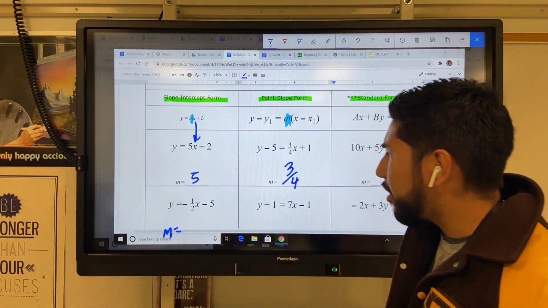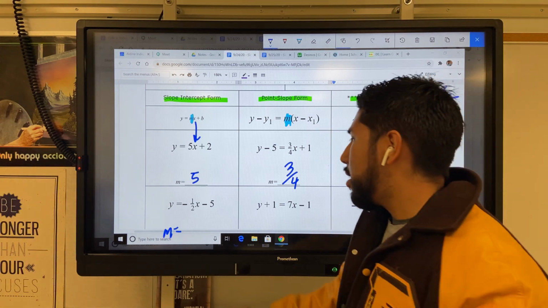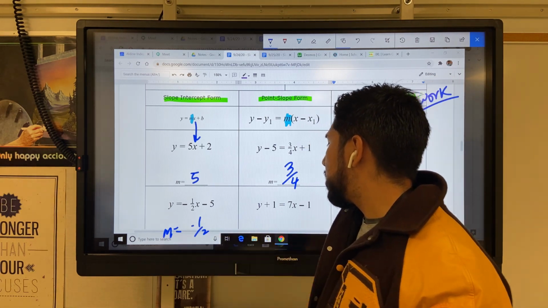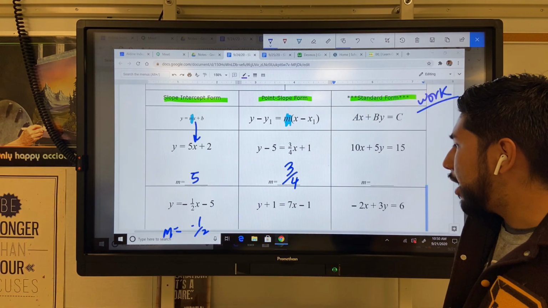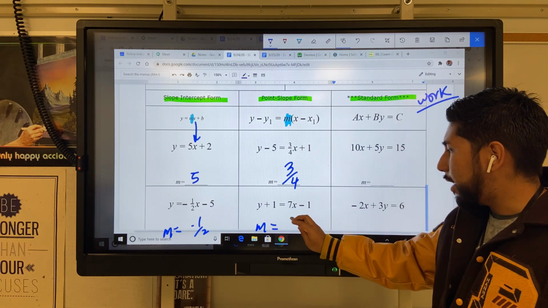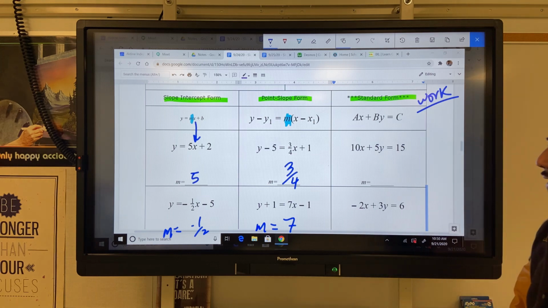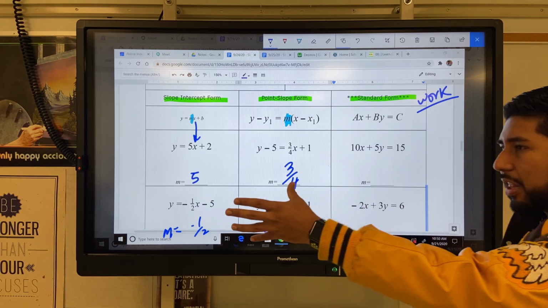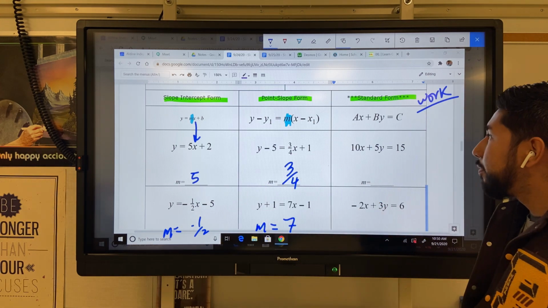Real quick, let's do these two down here. What's my slope in front of the x? Negative 1/2. Good stuff. Next one, what's in front of my x that gives me my m? Yeah, it's 7. Very simple. I promise all you're doing is picking the number in front of x.